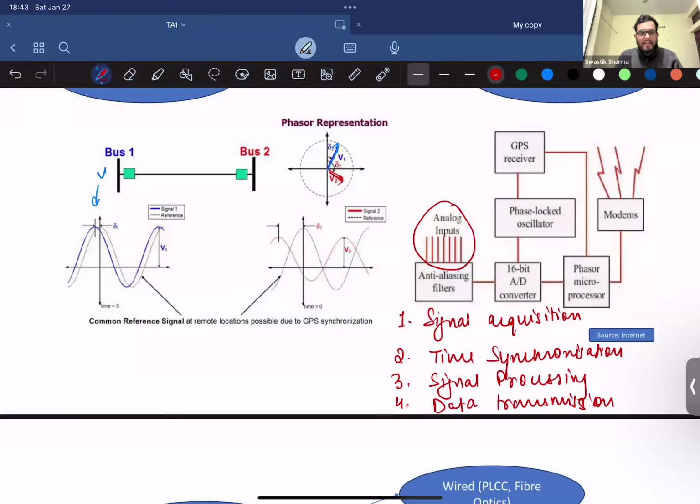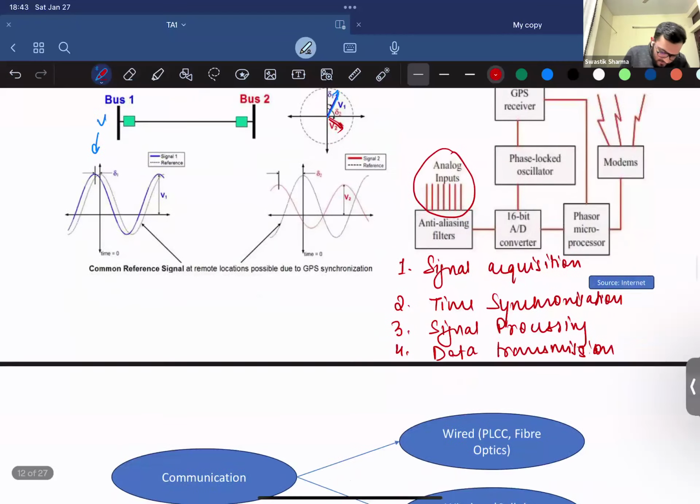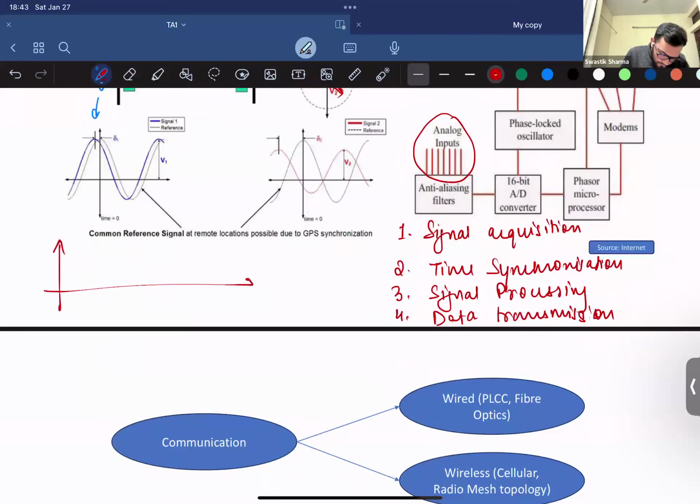These are passed through anti-aliasing filters. So what are these anti-aliasing filters? Let's say we have a quantity. We are measuring that quantity at a particular time interval, right? This is how we are measuring these quantities. So let's say there are n samples per cycle, right?